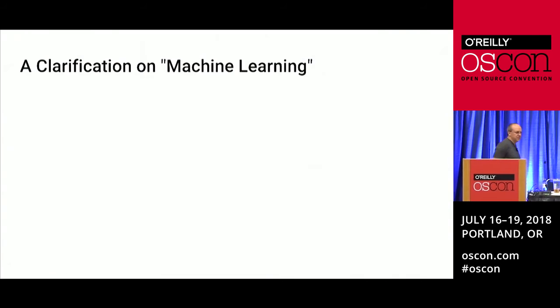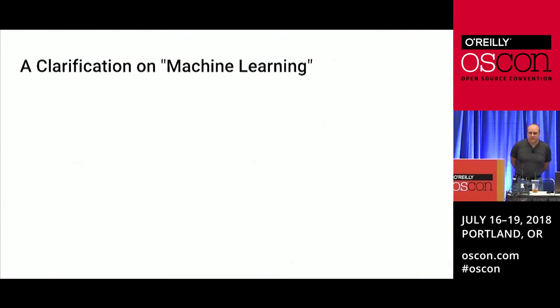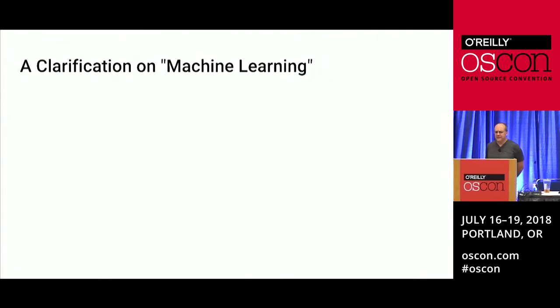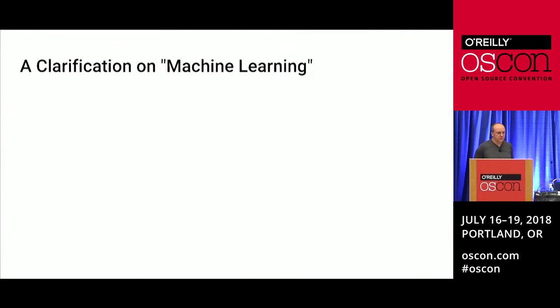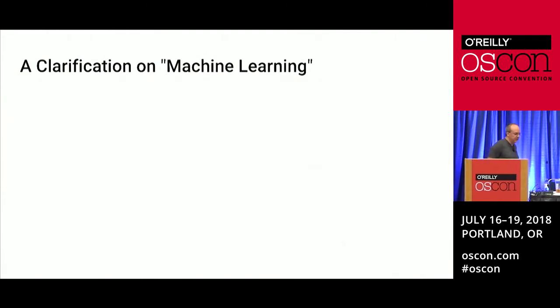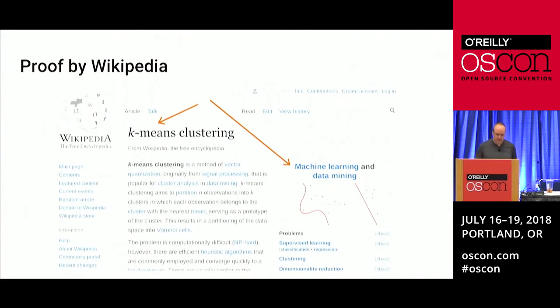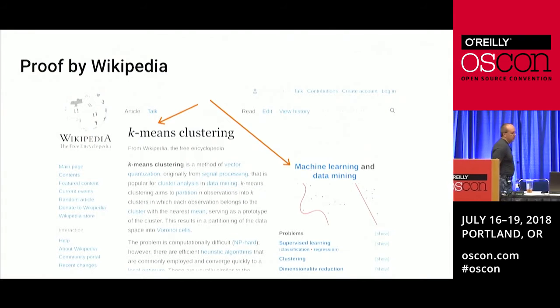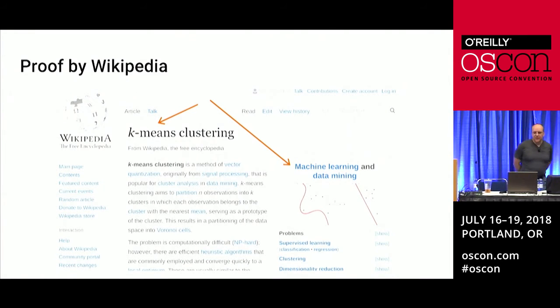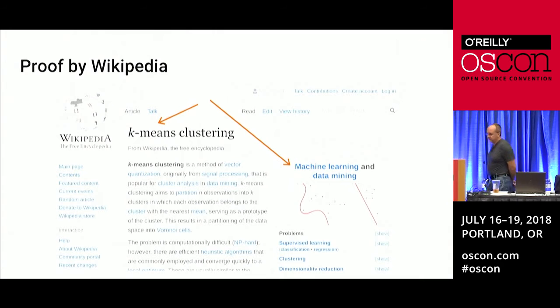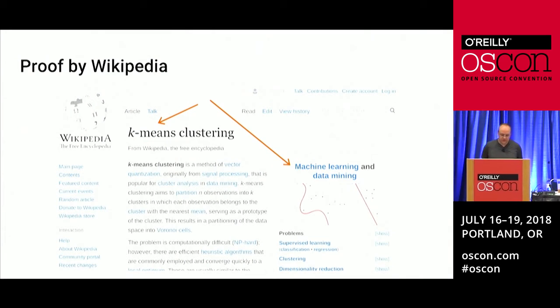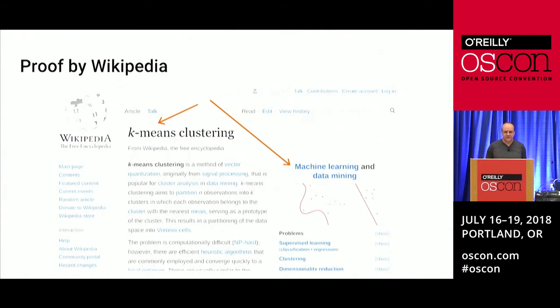Okay, so a clarification on machine learning before we get in too deep into this. I'm going to cover at the very, very end a tiny little bit of TensorFlow. Most of this talk is going to be about another thing in machine learning called k-means clustering. It really is machine learning. Proof by Wikipedia that we are talking about machine learning with this stuff. But like I said, there's not a whole lot of TensorFlow. You're not going to see any neural nets in this talk. So if that's going to be disappointing to you, you might want to consider a different talk. I won't be offended if you leave.